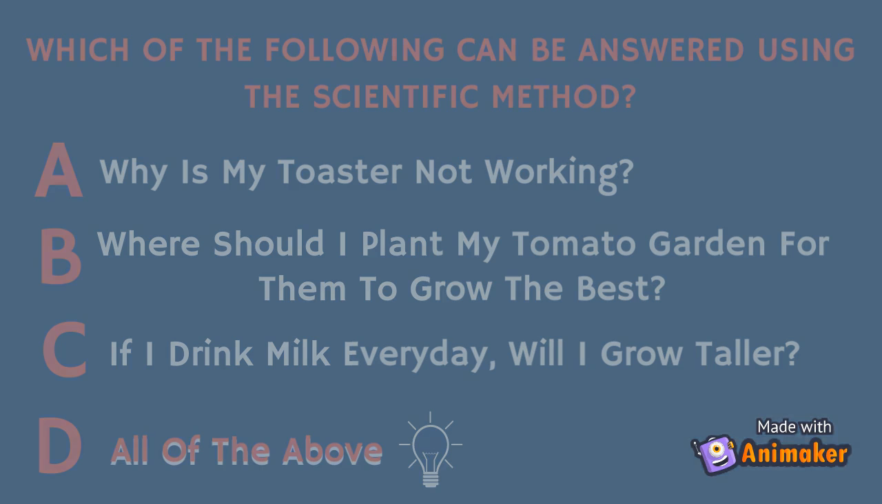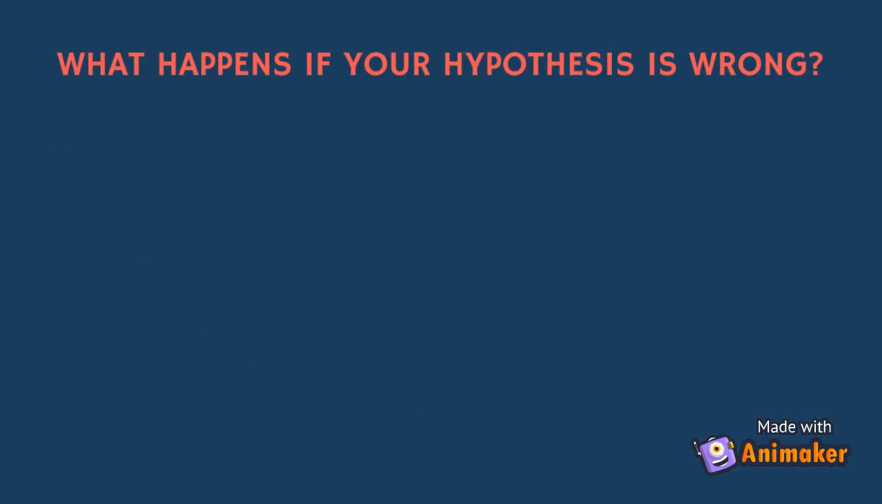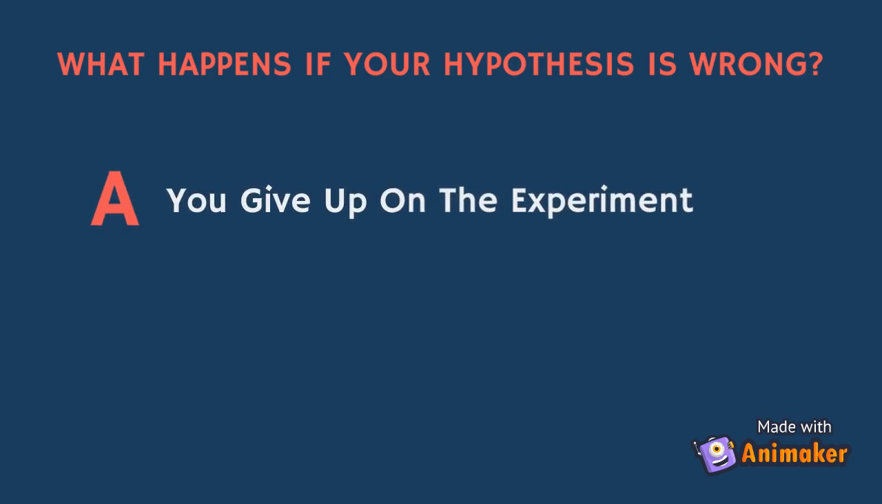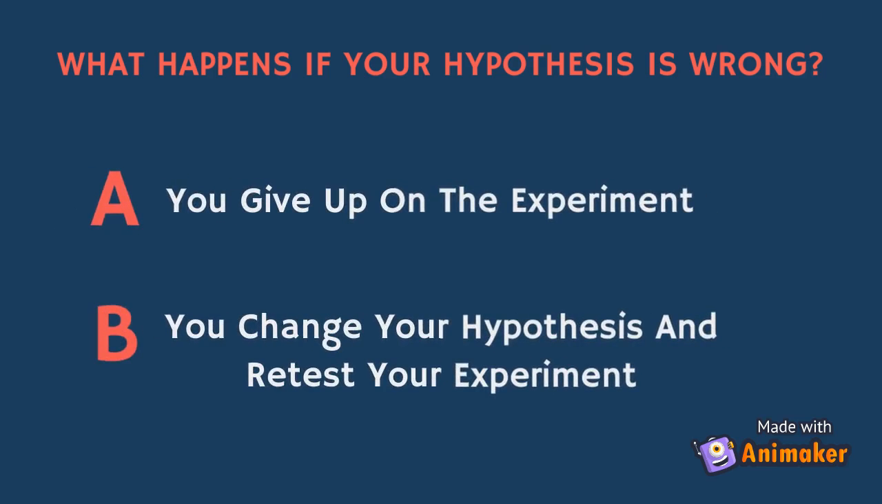Next question. What happens if your hypothesis is wrong? A. You give up on the experiment. Or B. You change your hypothesis and retest your experiment. That's right, it's B. You can change and retest your hypothesis as many times as needed.